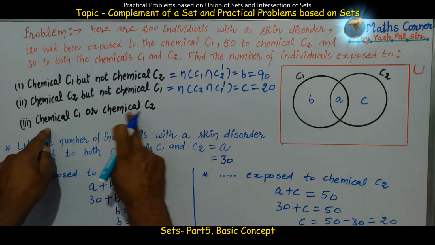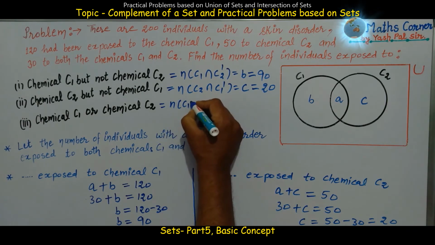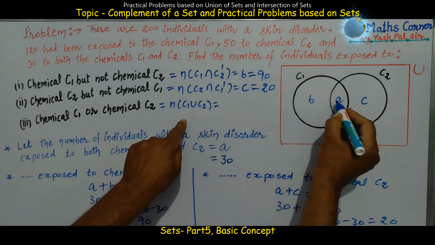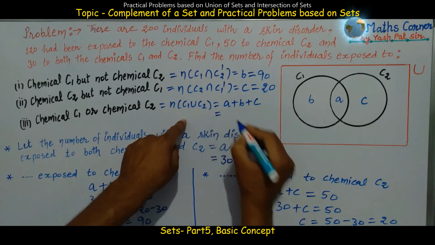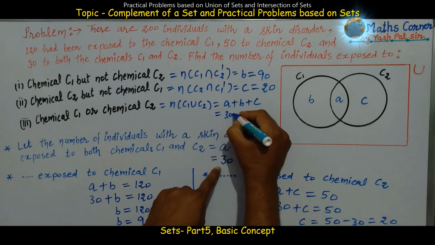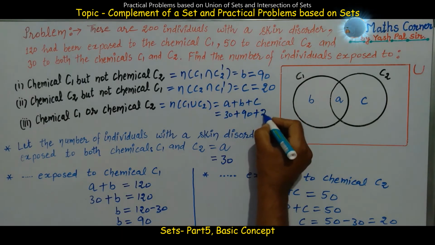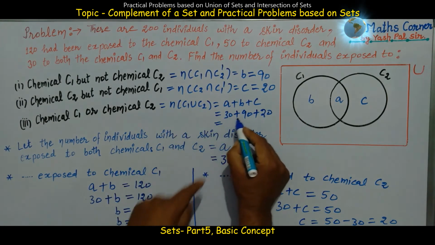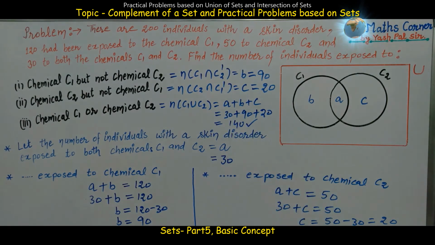Now C1 or C2 means we are going to find the number of individuals in the union of C1 and C2. That means A plus B plus C. So we have the values: the value of A is 30, B is 90, and C is 20. We count them for the final answer: 90 plus 30 is 120, plus 20 is 140. 140 is the final answer.